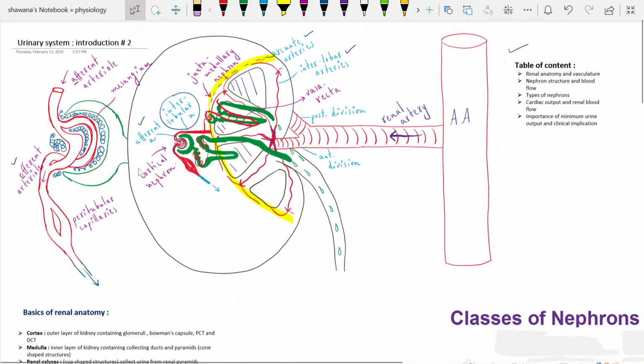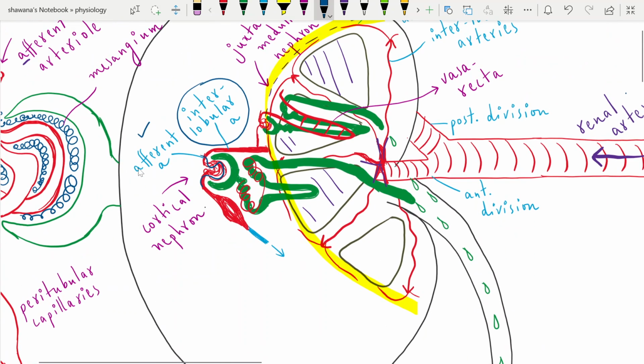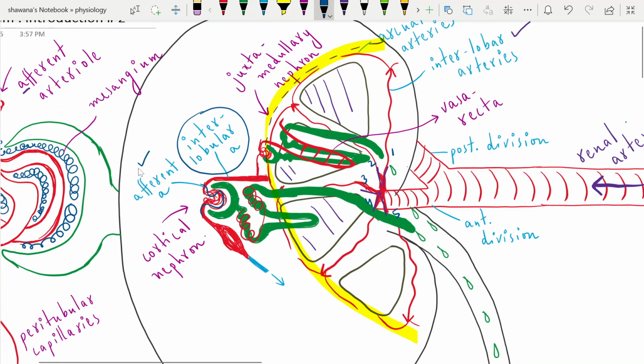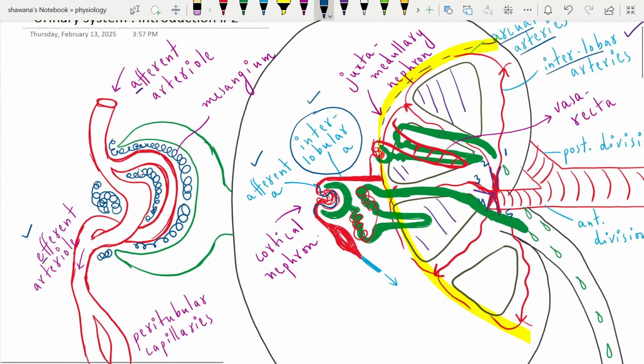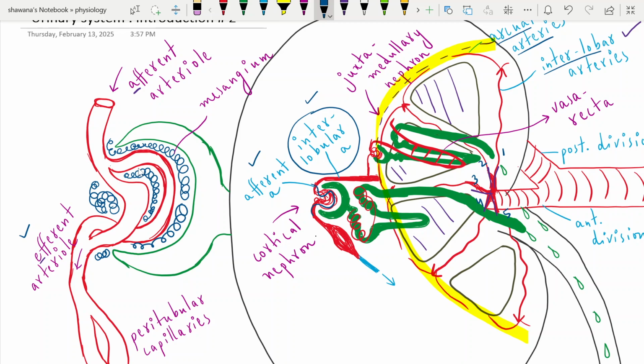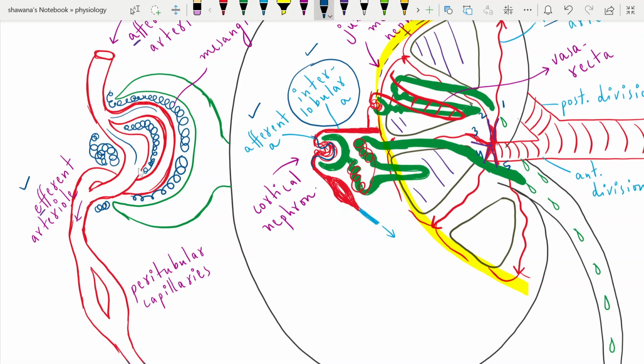So let's revise it. From the abdominal aorta arises the renal artery. Renal artery anterior division has segmental arteries. These are the five segmental arteries: one, two, three, four, and five. From the segmental arteries arise the interlobar arteries between the pyramids. At the corticomedullary junction, arcuate arteries are formed, and from the arcuate arteries, interlobular arteries, and finally the afferent arteriole forming the glomerular tuft of capillaries and exiting as the efferent arteriole.